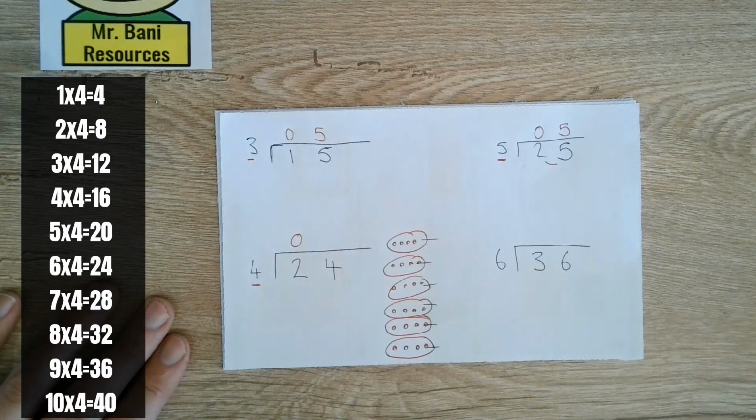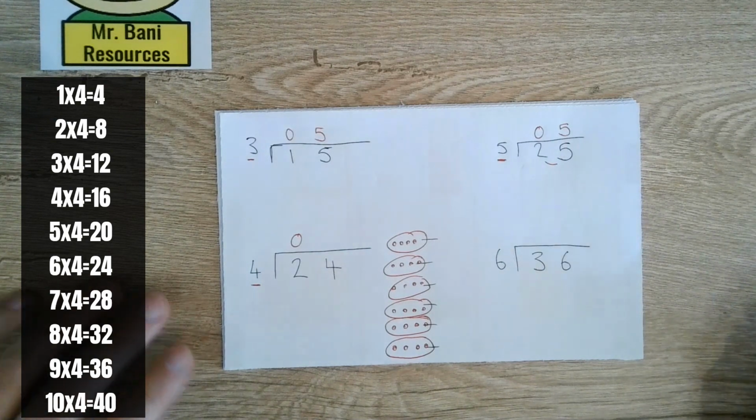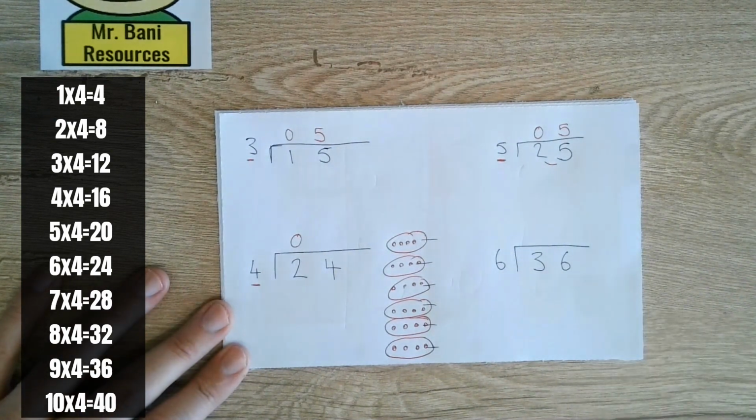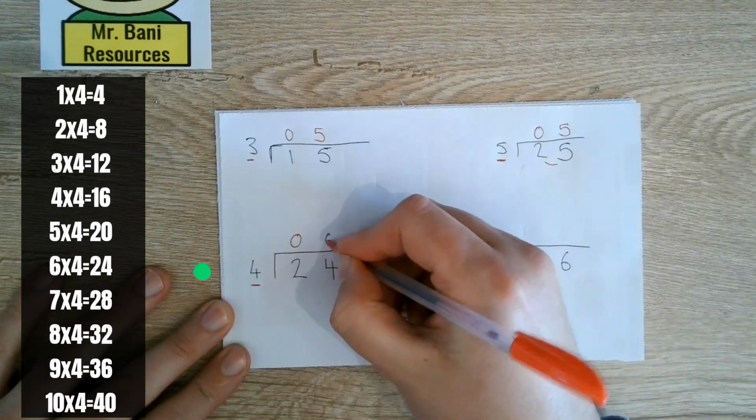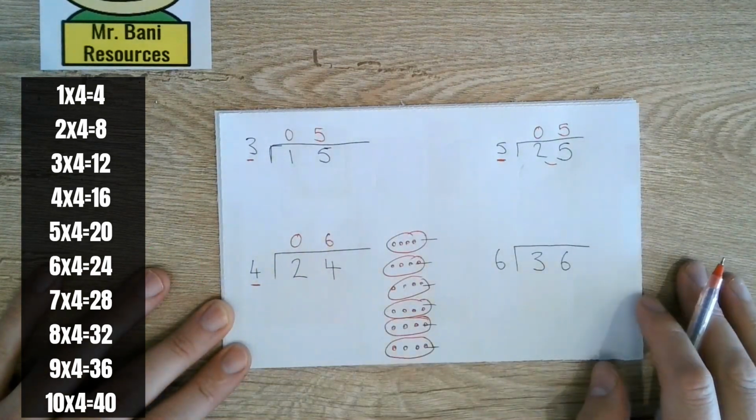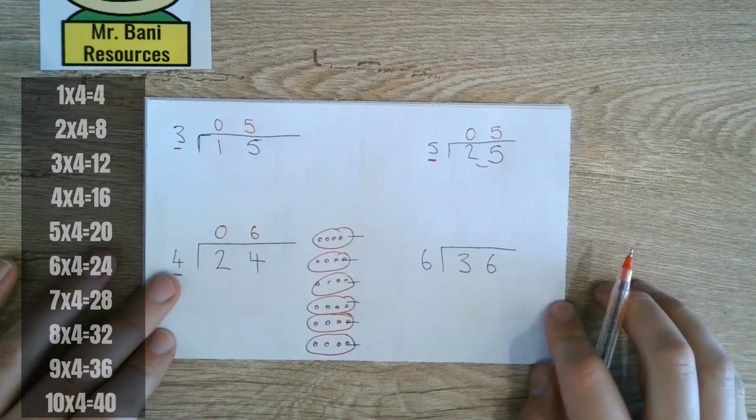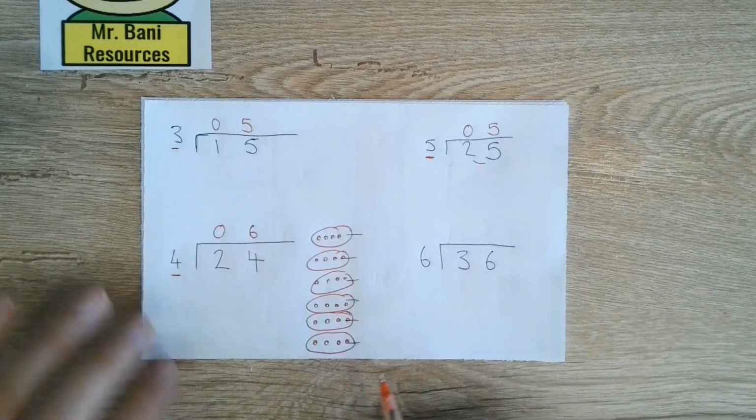Good girl. So that'll be your answer, okay? Okay, and stop. So, how many 4s go into 24? 6. Well done. So, that's the answer. And then finally, how many 6s go into 36?